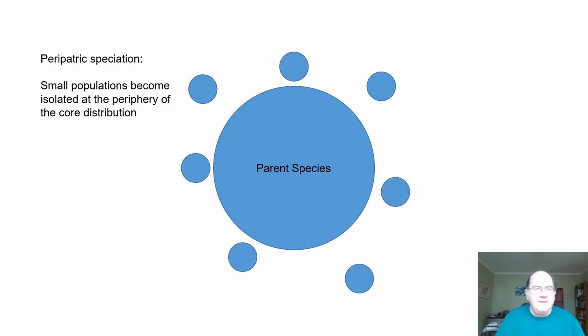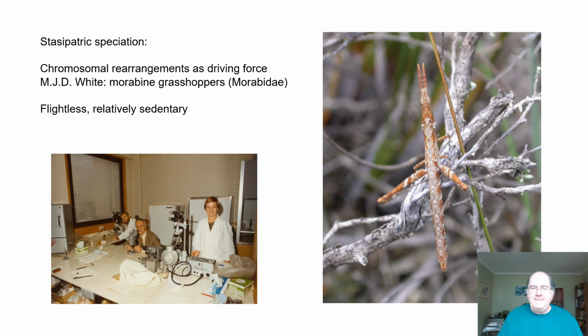Another idea that I want to bring in here, because it has particular roots within the entomological community, is a mode of speciation called stasipatric speciation. The work on this was spearheaded by this gentleman here in the middle, Michael White, MJD White, who was an Australian scientist. And he was particularly interested in studying these grasshoppers.